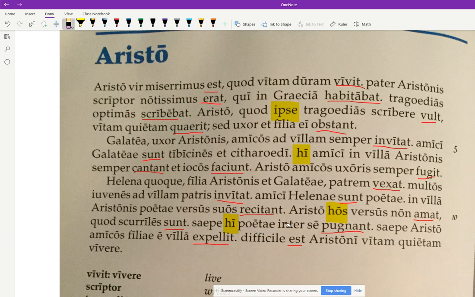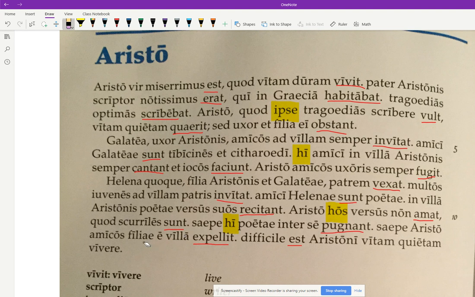Saepe hi poetae inter se pugnant. Often these poets, again, poetae is masculine, so we have hi, not hae, right? These poets fight among themselves. Get out of my house, dirty mouth young men, with your fights and your limericks.